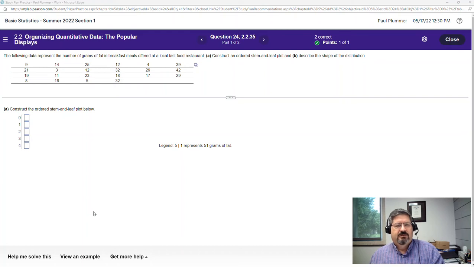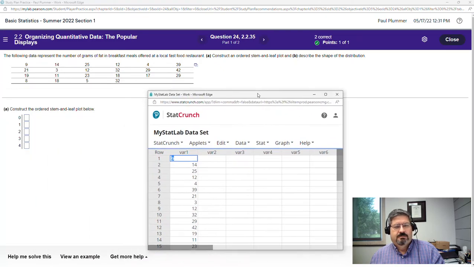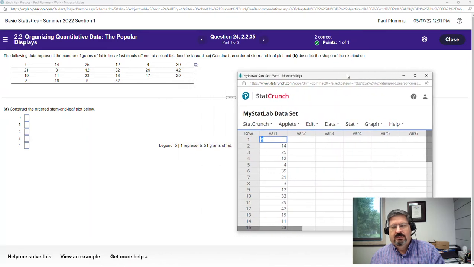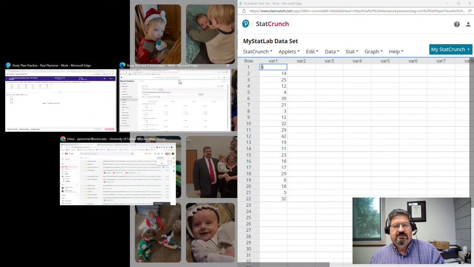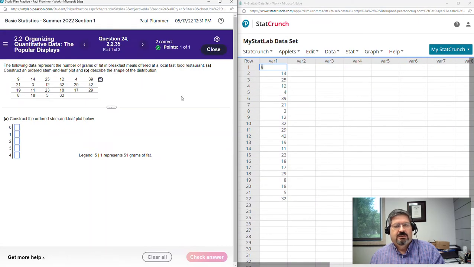In this video, we're going to look at how we can use Statcrunch to construct a stem and leaf plot. So we're going to begin by opening our data into Statcrunch. We're then going to go ahead and split screen, and that way we can look at both our problem and Statcrunch.